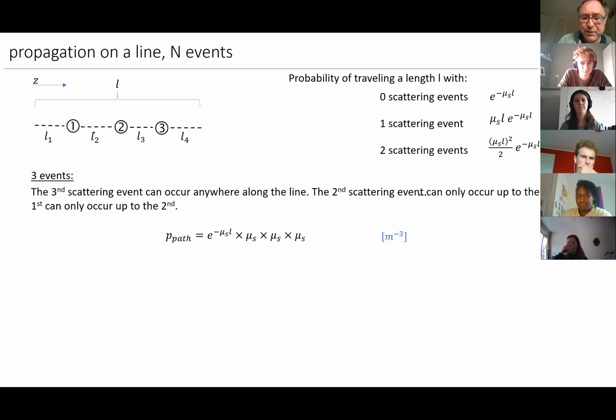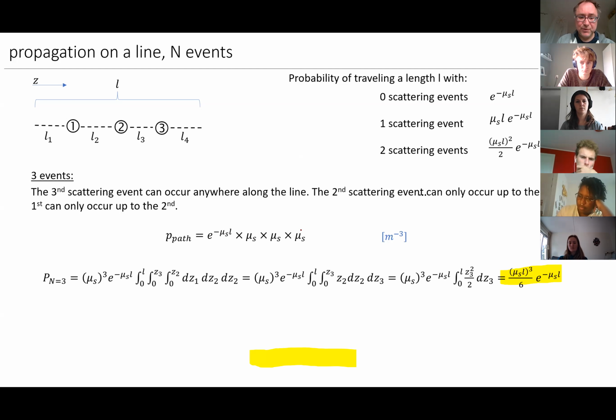But we can group all these segments together, these exponentials. So we get the exponential term in front, and because we now have 3 events, we get a factor of mu s three times, which also means that the units of this likelihood are going to be per meter to the third power. Okay, so for n equals 3, the total probability is going to look like this integral.